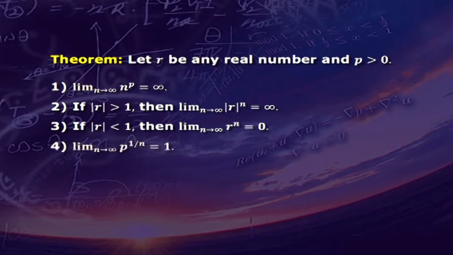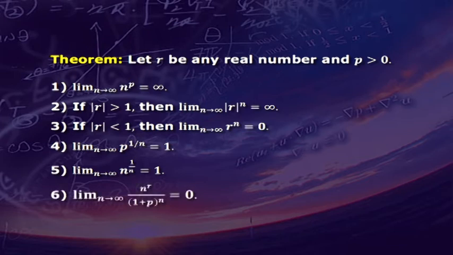4. Limit of nth root of p as n tends to infinity is equal to 1. 5. Limit of nth root of n as n tends to infinity is equal to 1. And 6. Limit of n raised to r over nth power of 1 plus p as n tends to infinity is.